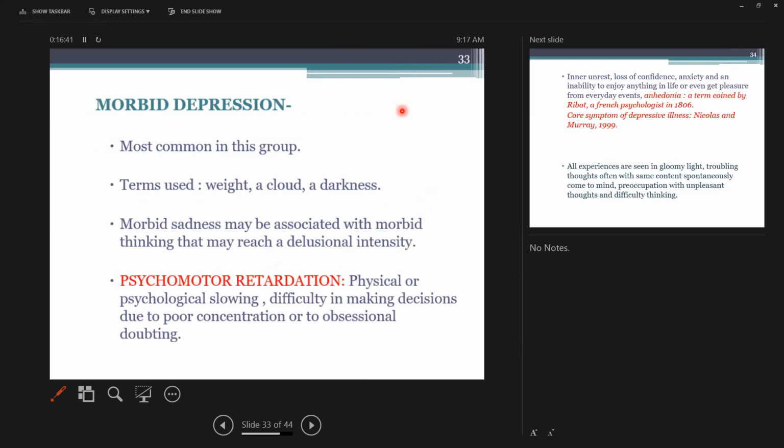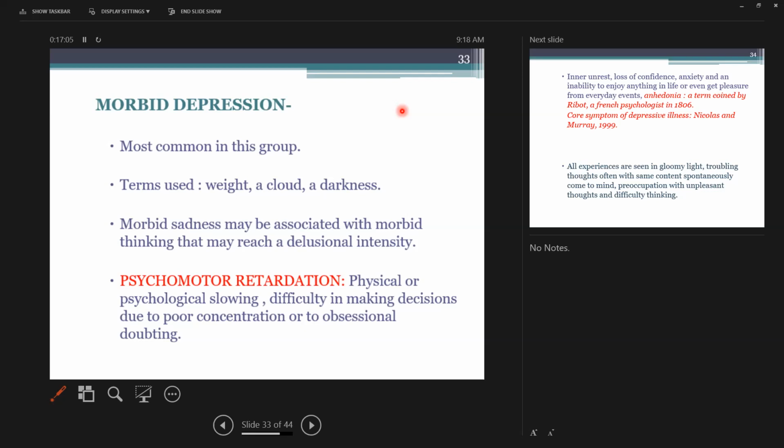In this, we'll be covering two, that is morbid depression and mania and hypomania. Morbid depression is the most common in this group. The patient would describe the depression with terms like weight. They may say that they feel a weight, or there's a cloud of darkness. Morbid sadness may be associated with morbid thinking and it may even reach a delusional intensity.